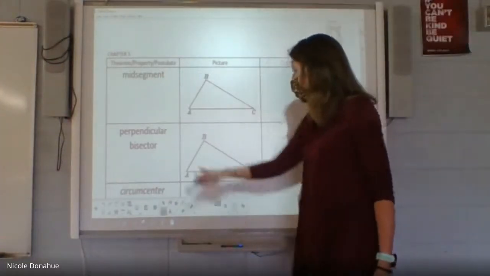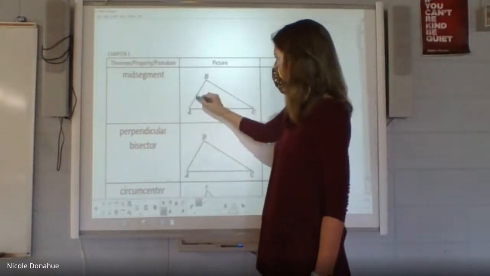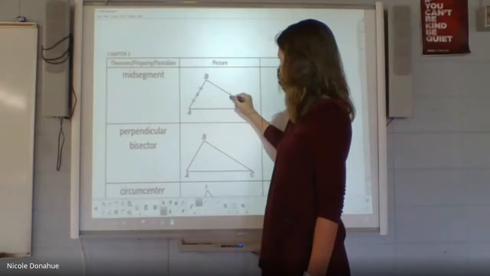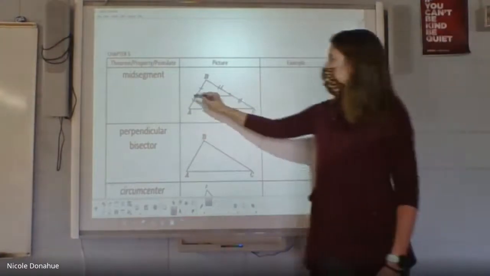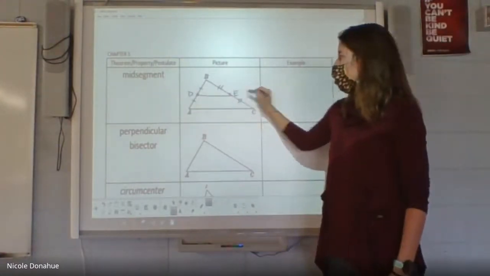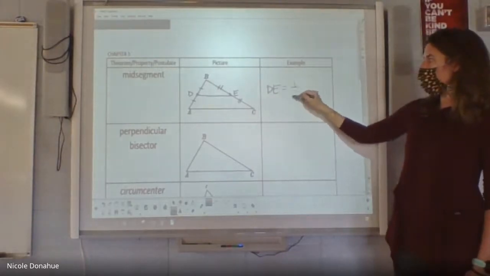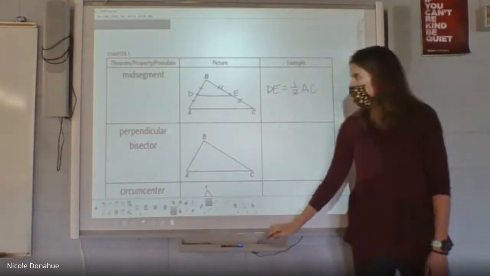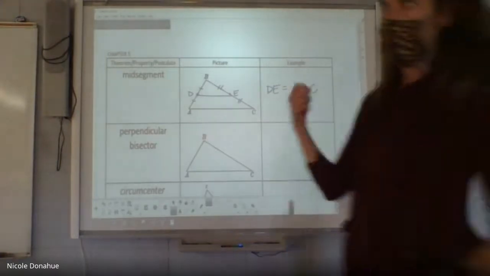Again, with these, let's sketch them up a little bit here. So mid-segment, remember, it connects the two midpoints. So DE is half of AC. So when you see the word mid-segment, DE is half of AC. This is one we learned on Monday.